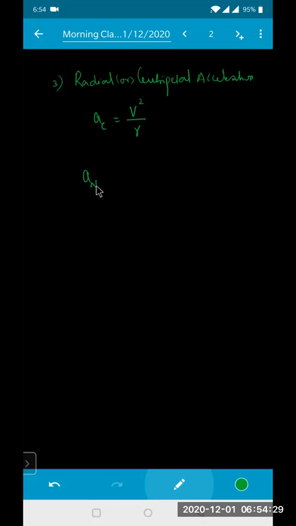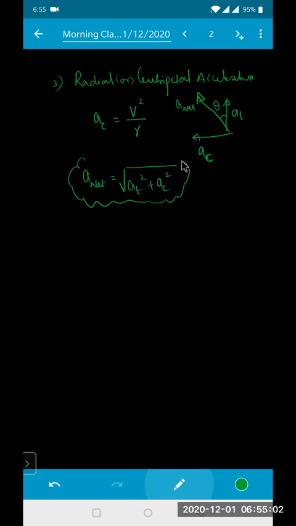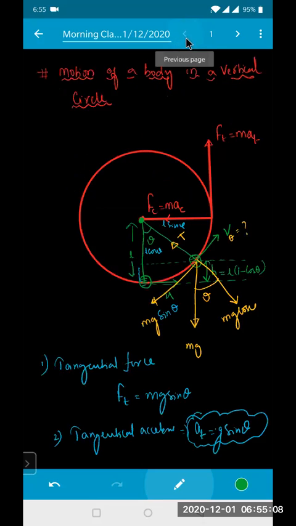So what is the net acceleration? We have two accelerations right now. This one is your a centripetal and this one is your a tangential. So the net acceleration will be acting like this, making an angle theta with the vertical. So a net is equal to under root of a_t square plus a_c square, because both of them are perpendicular. Is that clear? So the net acceleration acting on the system is equal to under root of a_t square plus a_c square.